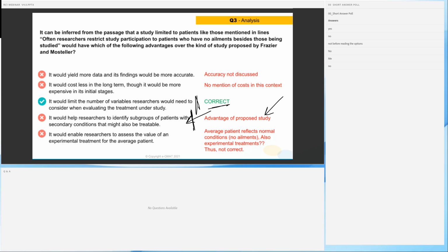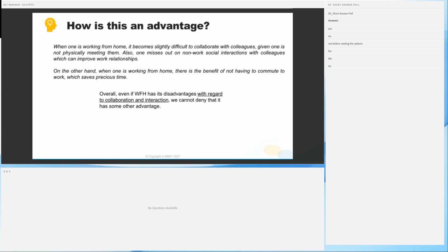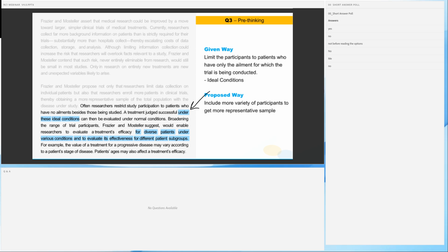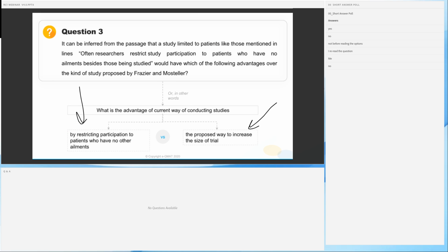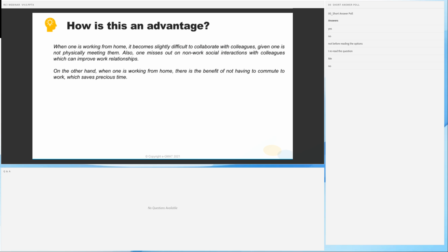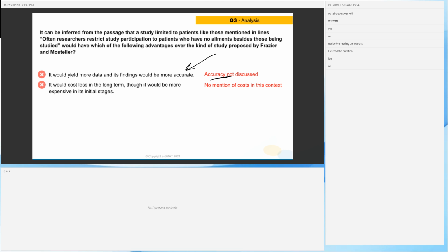It'll help you get to the correct answer a lot faster. Which is where, had you done something like this, done the pre-thinking, then you would have been able to get to the answer really, really quickly. Try doing that. And in RC, it makes a lot of sense. Why? Because you don't have to think outside the passage.